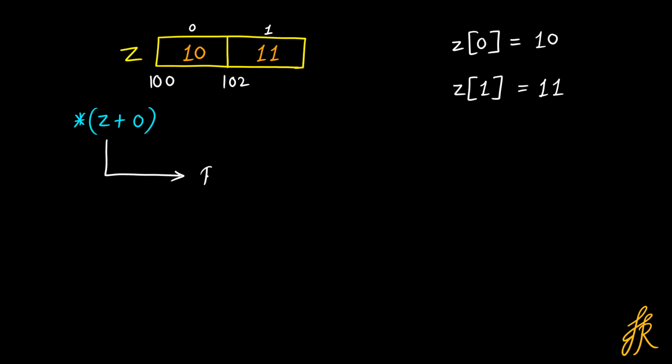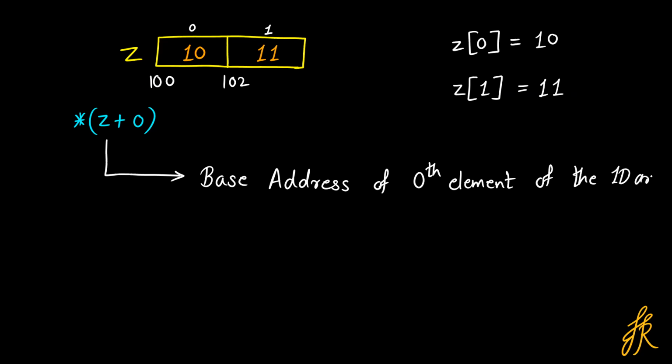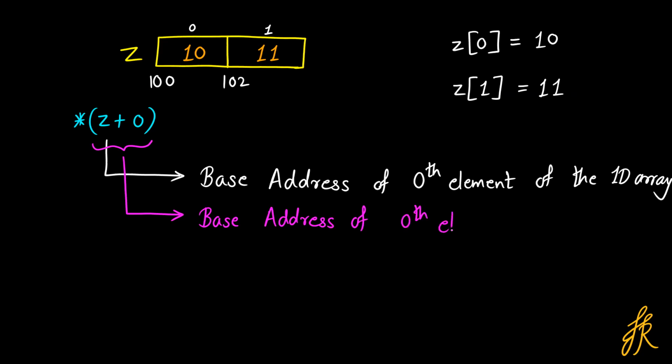So I'll state it: base address of the 0th element of the 1D array. Now, what will this Z plus 0 indicate? So Z plus 0, we are trying to add 0. It means we are not trying to add anything. So it will remain the same, the base address of the 0th element of the 1D array.